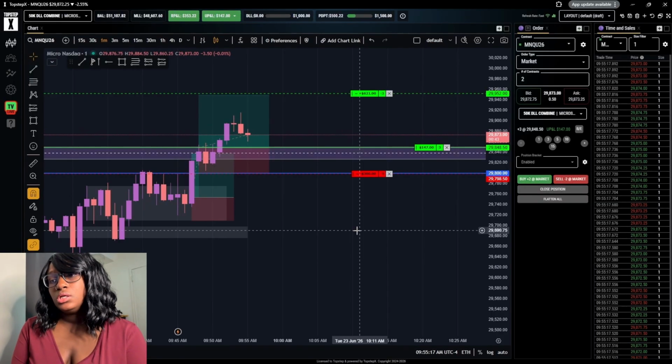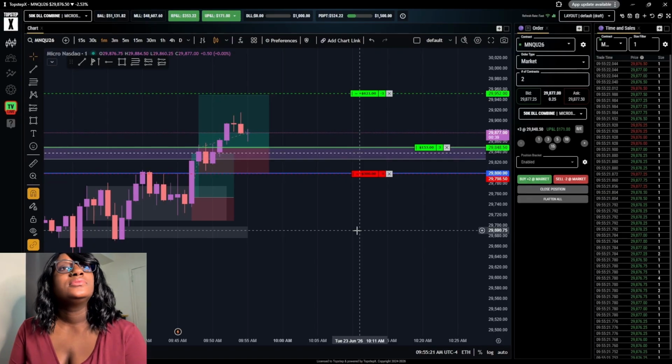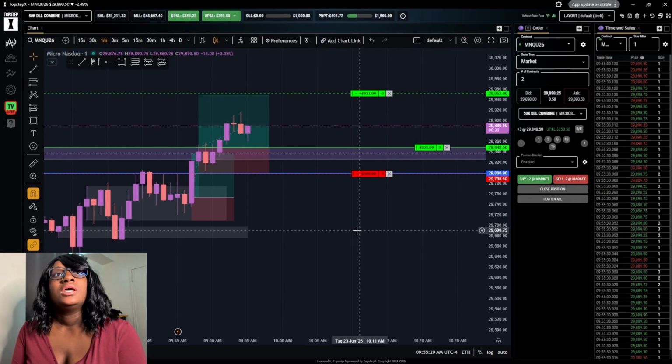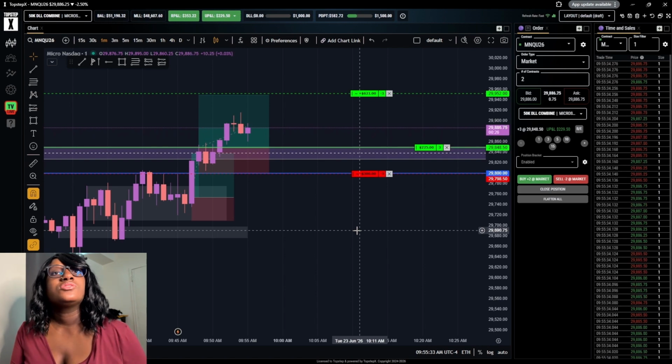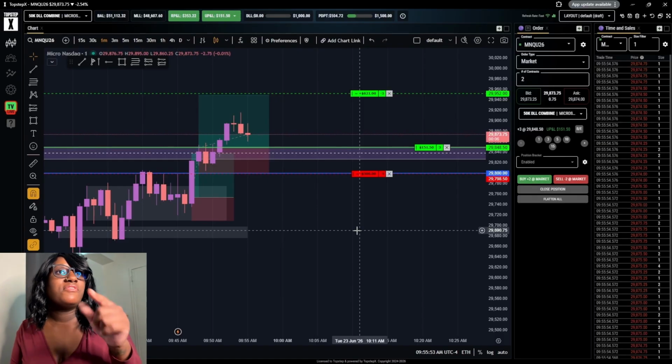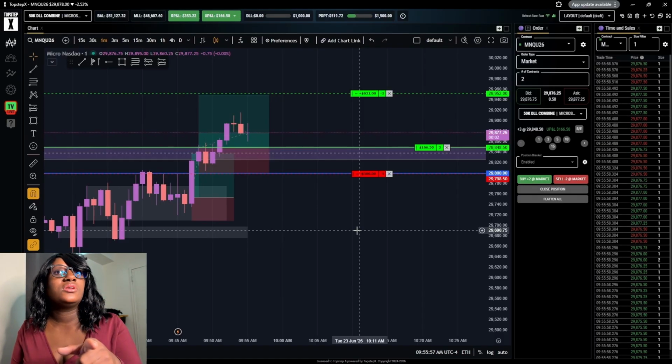All right. You see, he's playing around. It's almost back at my entry. And now's a good time to go add, right? Like that. You see that rejection off of there? And if it comes down to that fair value gap, I think that's a good opportunity.